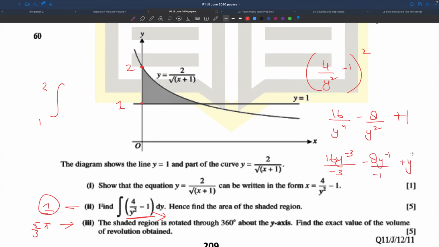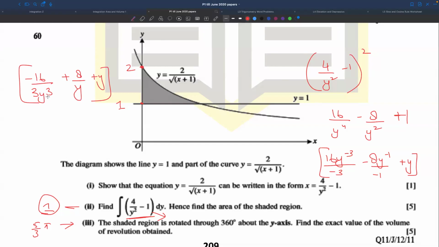8 power y⁻¹ upon -1, plus y. And now I'll plug in the limits. So my final answer after integration is -16/3 y³ plus 8/y plus y. And now in the final answer for volume, also attach pi as well, okay? You can look at the lesson.